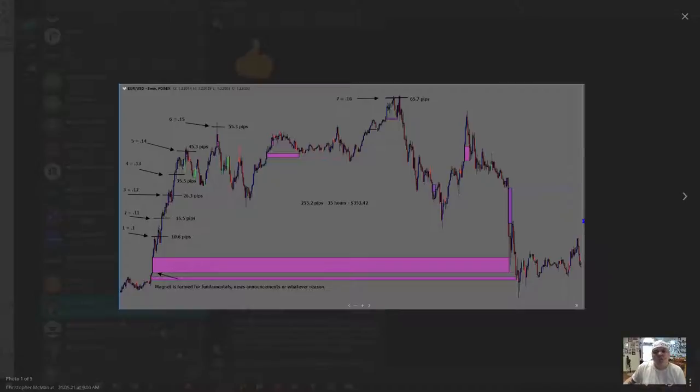And it took 35 hours for this entire thing to happen. So not even a day and a half, a day and a little over a day. It did that in 35 hours and it made $353. And this is just on the 5 minute, on the Euro USD. Even a pair that moves as slow as this. And there are magnets on the Euro USD.